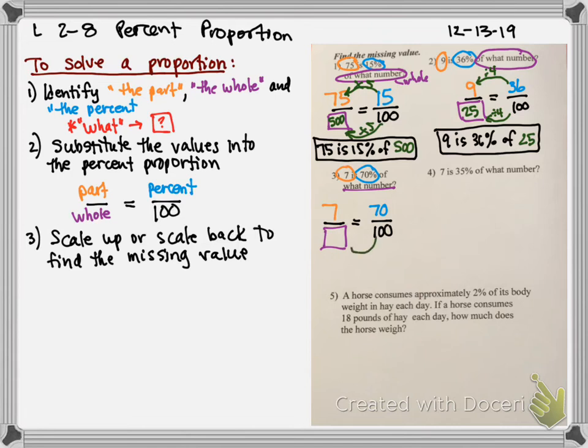Okay, so then we have to see how are we going to do this. So again, we have to go this direction. What do I do to 70 to make it 7? Divide by 10. So 100 divided by 10 is 10. So 7/10 is the same as 70/100. So I would say 7 is 70% of 10.